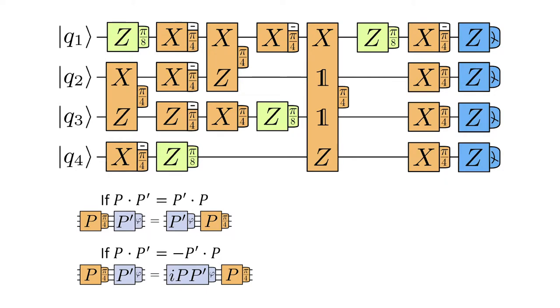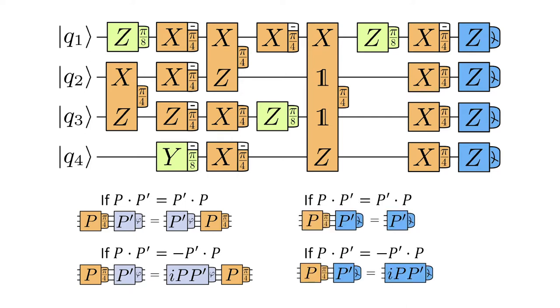The reason why this can be done is that Clifford gates map Paulis onto other Paulis. So if you want to move an orange box past another box, you just need to check whether the two Paulis in the boxes commute or not. If they don't, you multiply them together. For instance, this x minus pi over 4 rotation, if I want to move it past the z pi over 8, these two don't commute, so I multiply them together, turns the z rotation into a y minus pi over 8 rotation.